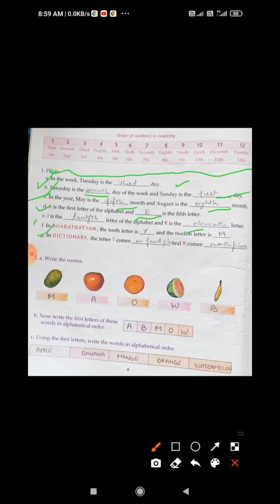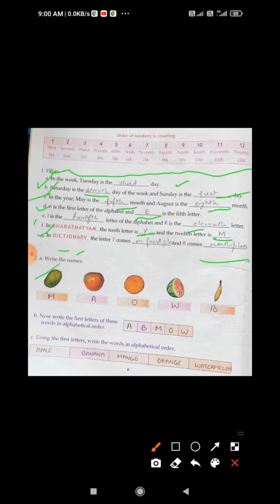Now F part, in Bharatnatyam, the 10th letter, you have to count from B. 1, 2, 3, 4, 5, 6, 7, 8, 9, 10. Y is on 10, right here. Y. And the 12th letter is M, right here, M. Now in the dictionary, the letter T comes on 4th place and R comes on 9th place, right here, 9th.